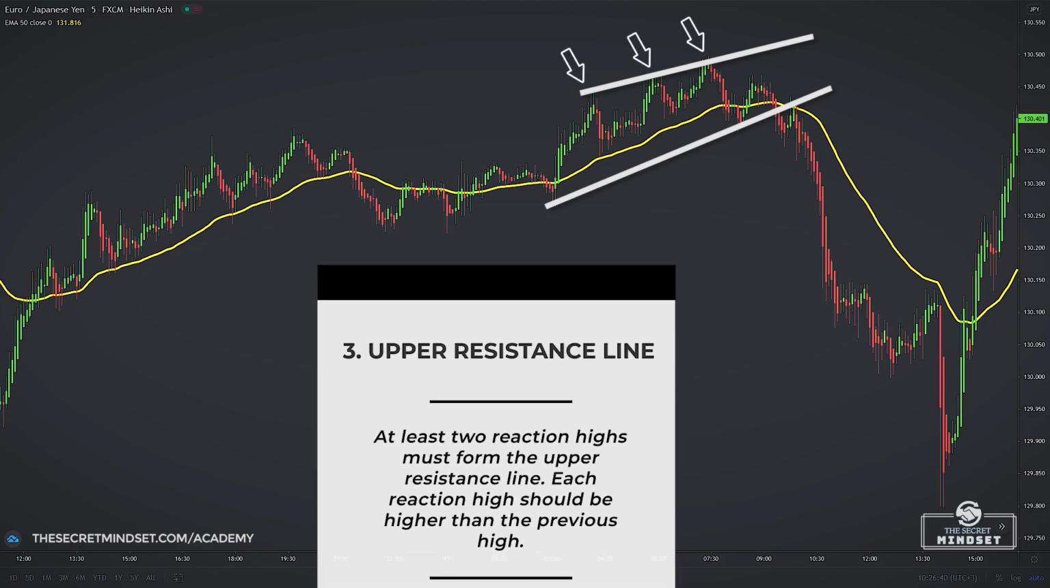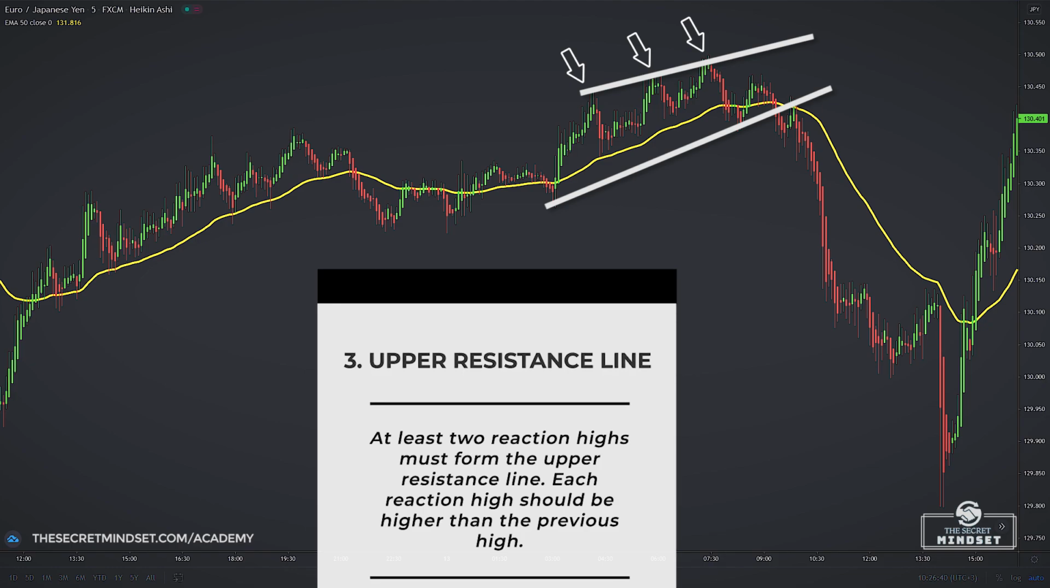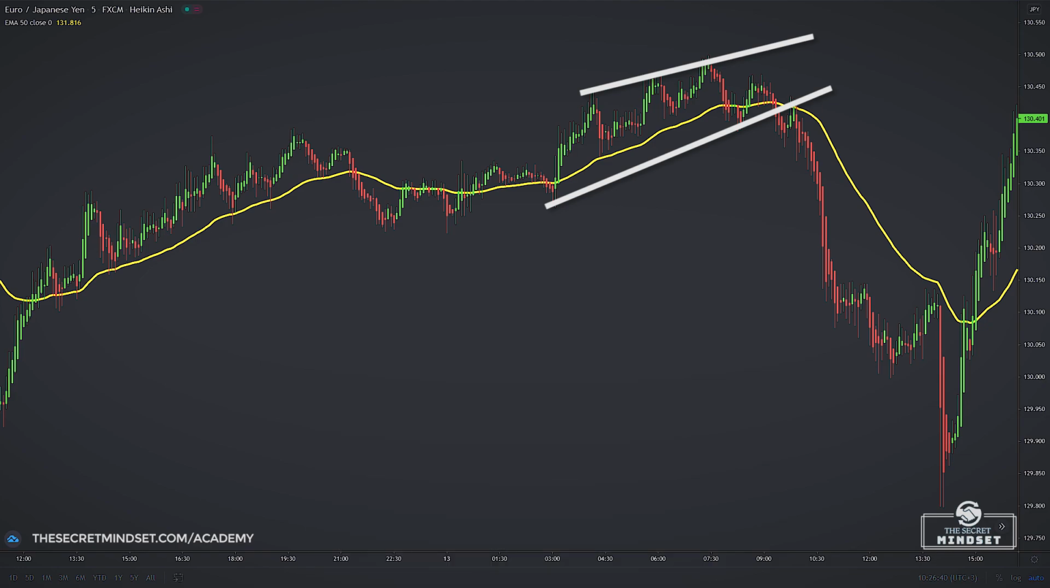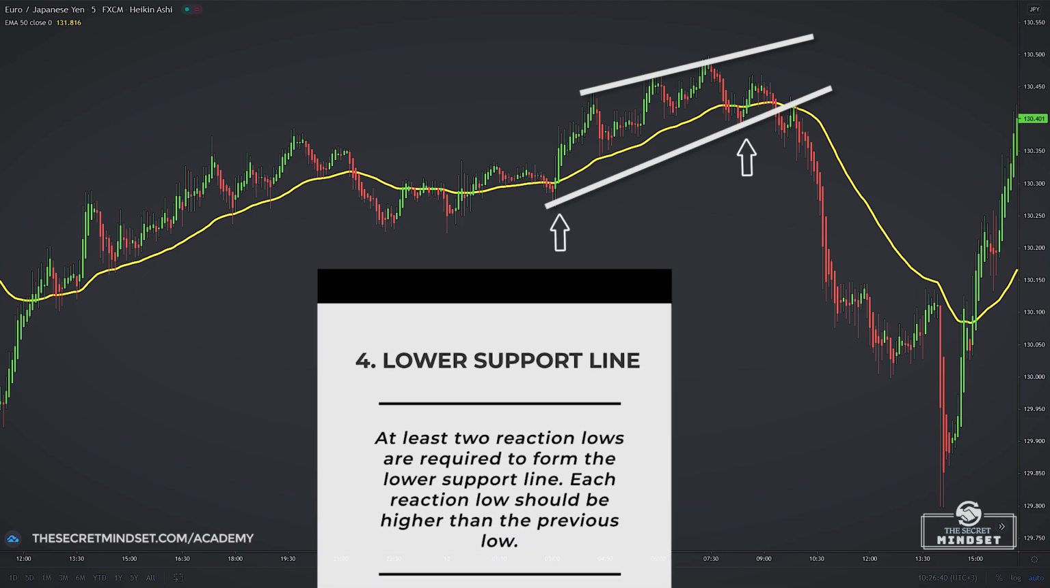Number 3. Upper resistance line. It takes at least 2 reaction highs to form the upper resistance line, ideally 3. Each reaction high should be higher than the previous high. Number 4. Lower support line. At least 2 reaction lows are required to form the lower support line.